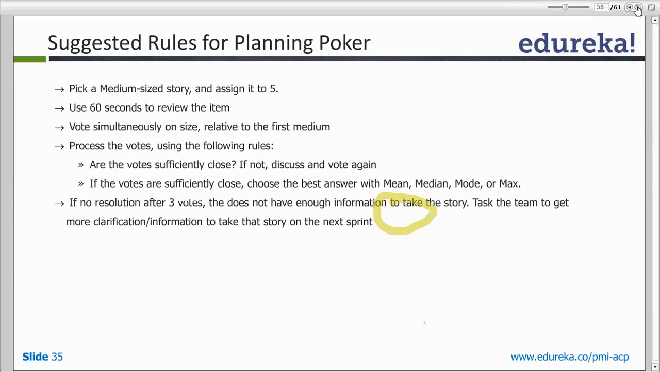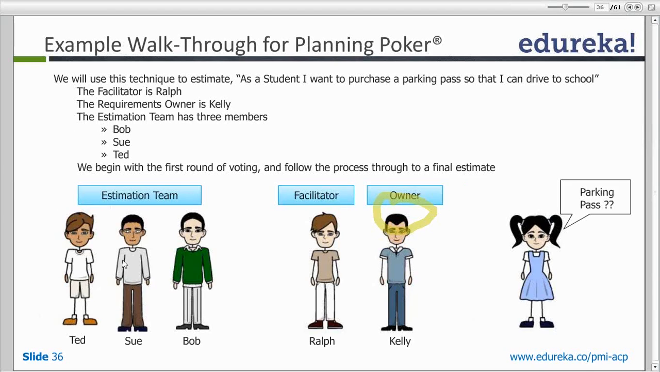Now let's take a story. As a student, I want to purchase a parking pass so that I can drive to school. This is my estimation team, which is Ted, Sue, and Bob. My facilitator is Ralph, who could be the Scrum Master, and my product owner is Kelly.